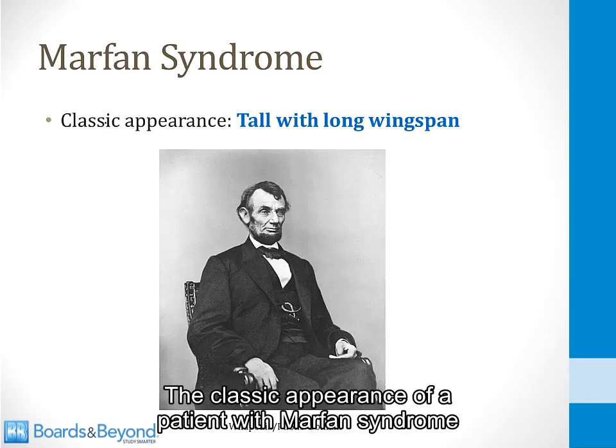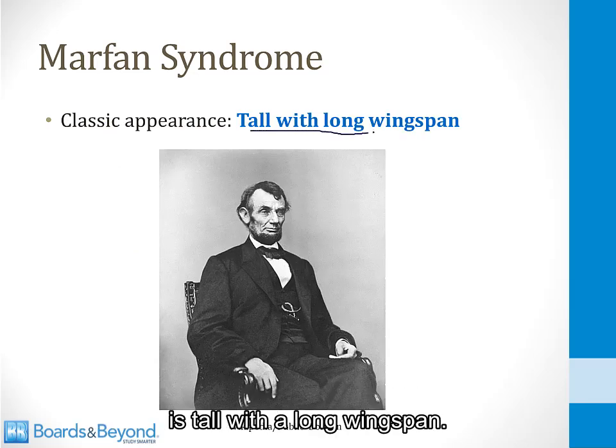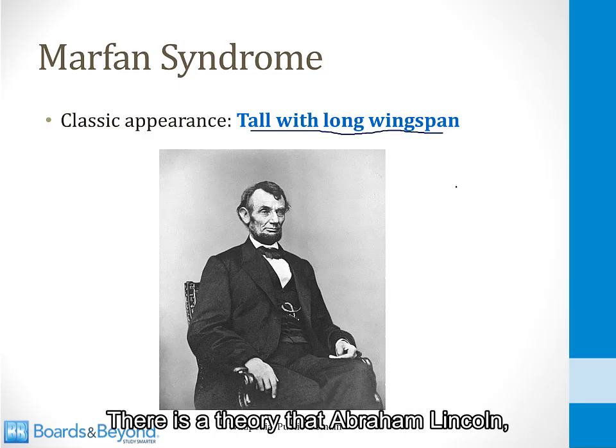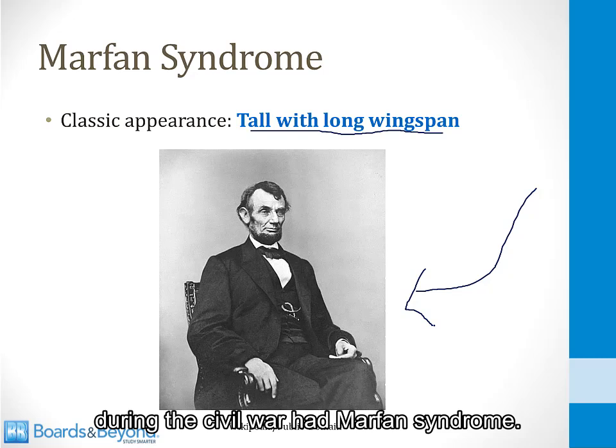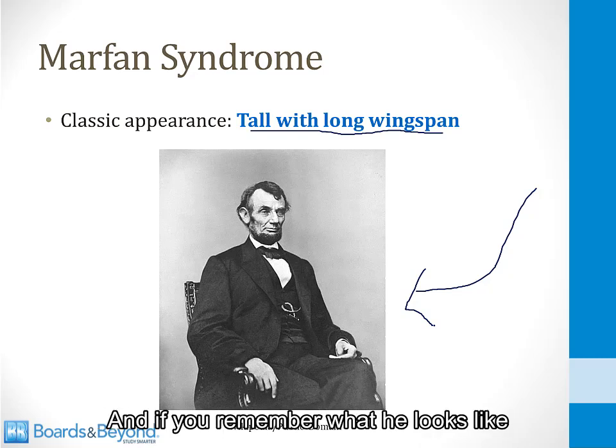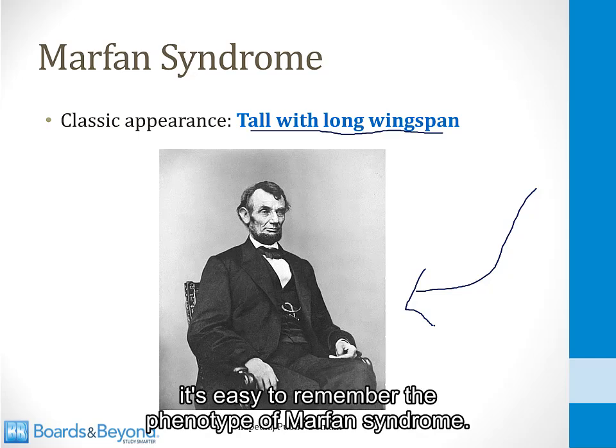The classic appearance of a patient with Marfan syndrome is tall with a long wingspan. There is a theory that Abraham Lincoln, President of the United States during the Civil War, had Marfan syndrome, and if you remember what he looks like, it's easy to remember the phenotype of Marfan syndrome.